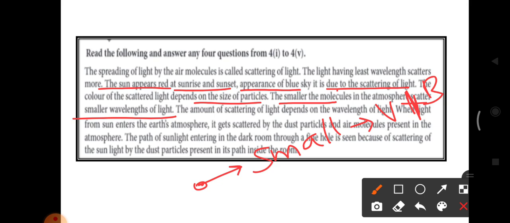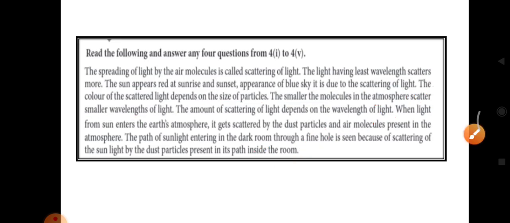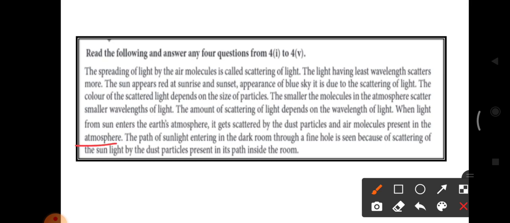The amount of scattering of light depends on the wavelength. So, from this we can say that the scattering of light depends on the wavelength also. When light from the sun enters the earth atmosphere, it gets scattered by the dust particles, air molecules present in the atmosphere. We know that. And the last point they given, the path of sunlight entering in the dark room through a fine hole is seen because of scattering of sunlight by the dust particles present in its path inside the room.